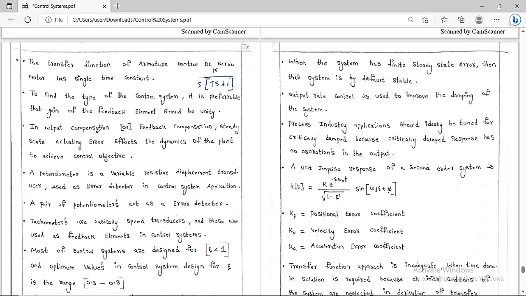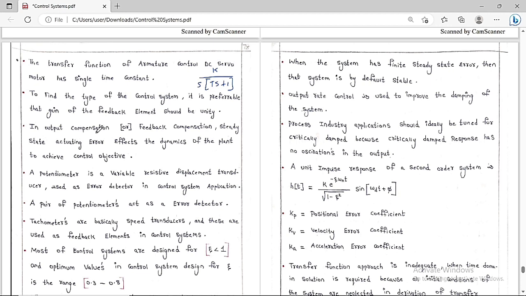The next point is that, to find the type of the control system, it is preferable that the gain of the feedback element should be unity. I already told you what the type of the system is. The type of the system is, in the open loop transfer function G of H of s, the number of poles which are present at the origin.